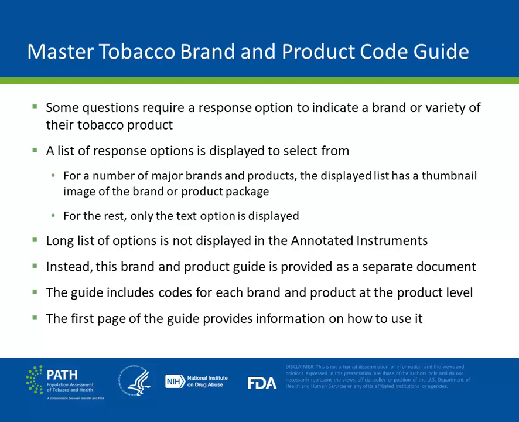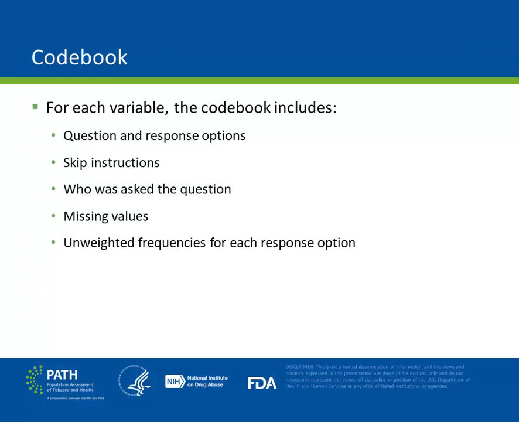Instead, we have provided a brand and product guide that lists them all. The guide includes all the codes for each brand and variety at the product level and also indicates which question the brand and variety appear in. It's a protected Excel file that can be used to look up brands or products or to look up specific codes, and can also be filtered to show only certain brands or varieties. It cannot be edited.